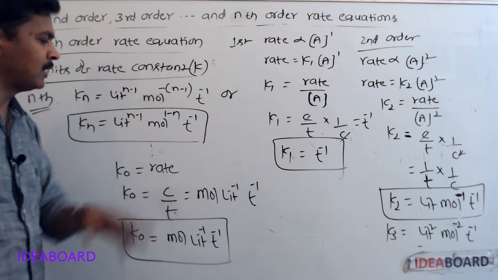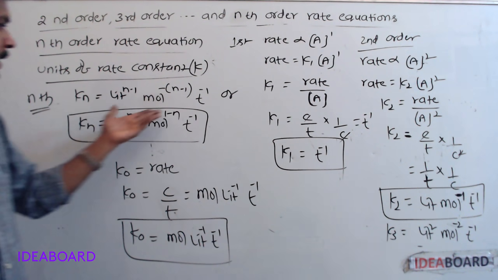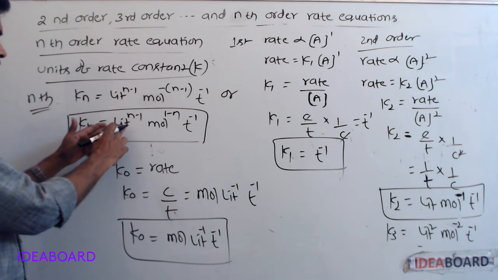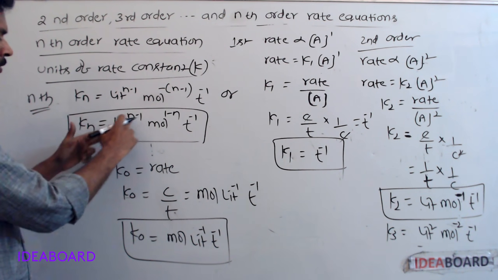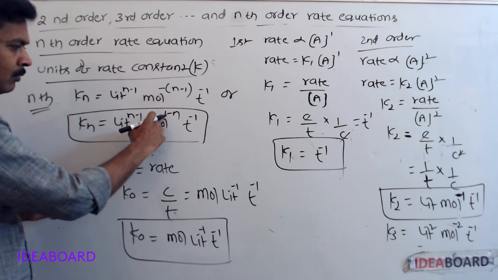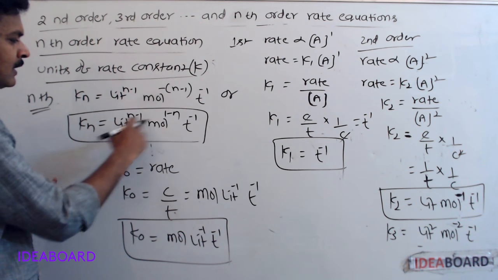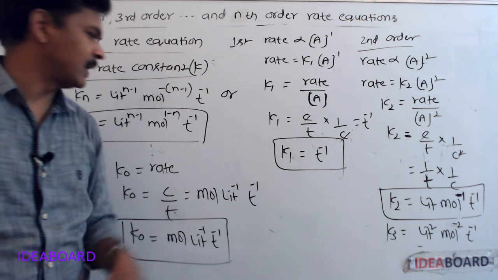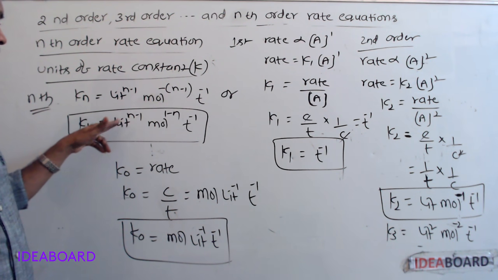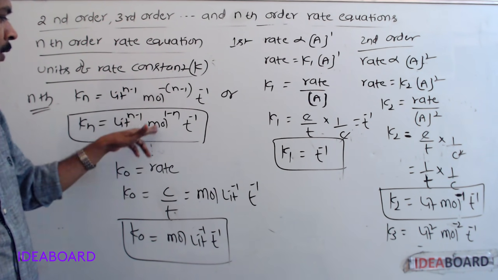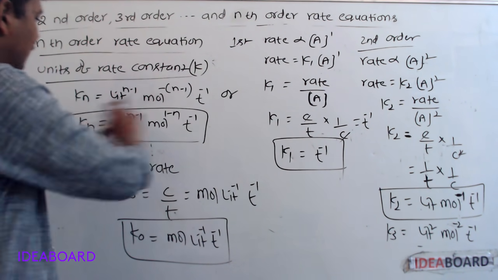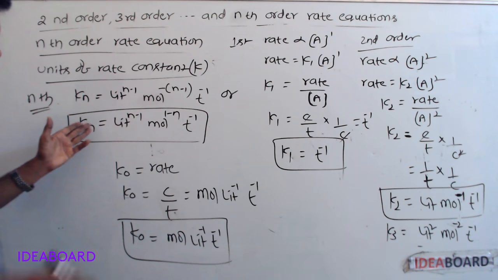If you remember just this formula, then you can write units of rate constants of different orders of reactions. For zero order reaction, liter power 0 minus 1 means liter inverse, mole power 1 minus 0, so moles per liter per time. If we take first order reaction, put n is equal to 1: liter power 0, mole power 0, time inverse, only time inverse. So for different orders of reaction, we can write the units.